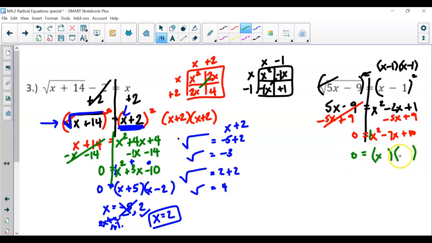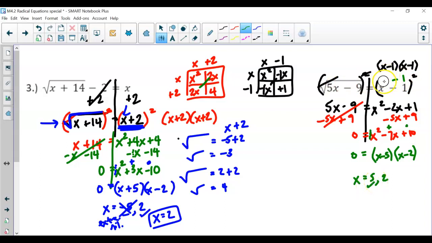So what numbers multiply to get you a positive but add to get you a negative? So 2 negatives to multiply to get you the positive, negative 5 and negative 2. X is equal to 5 and 2, but you also had to check for extraneous. So here, plugging right back in, right? 5 minus 1. 5 minus 1 is 4. So can our radical equal 4? Yes. So we're good on this one.